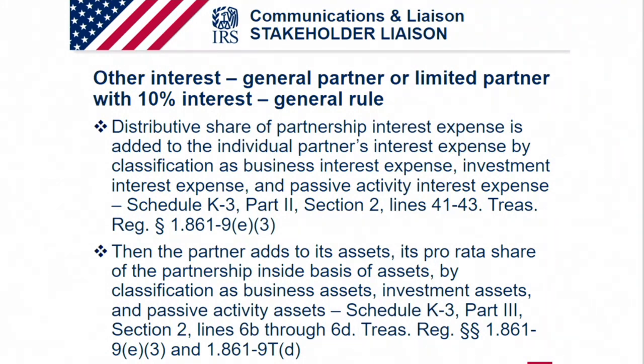Next, the individual partner has to add to his assets the pro rata share of the inside basis of partnership assets, also by classification as business assets, investment assets, or passive activity assets. This information comes from the Schedule K-3, Part 3, Section 2, lines 6B through 6D, a part of the Schedule K-3 that shows the interest expense apportionment factors.